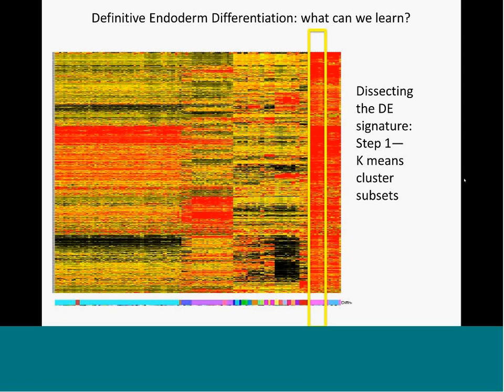I didn't have time to get the enrichment for this, but this signature is highly enriched for genes that are controlling the development of endoderm and mesoderm, and SOX17 is on the lead of it.